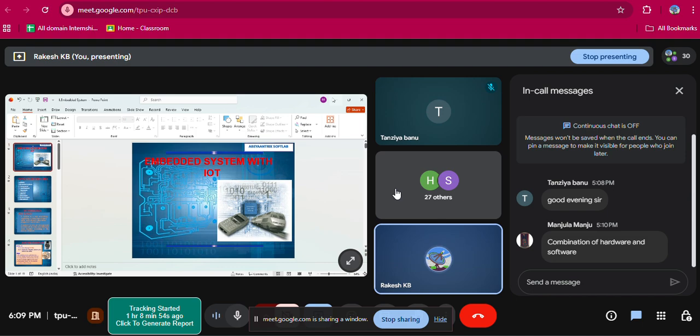Okay, so then we have two components in the embedded system. Those are microcontrollers and microprocessors. Now, what are microcontrollers? Can anyone just put a message or unmute your call and speak? What is a microcontroller?